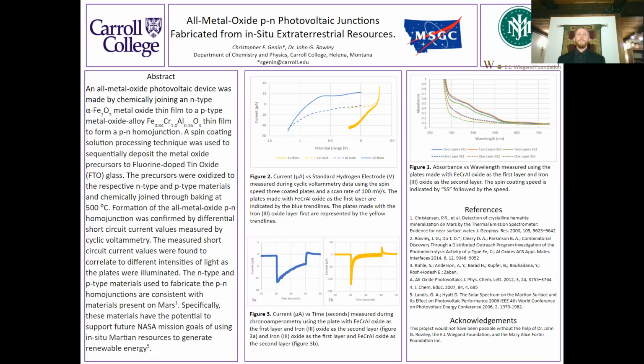We will begin our discussion with what a PN homojunction is, why this type of semiconductor is of interest to electrochemists, and possible applications of fabricating semiconductors like these using in-situ extraterrestrial resources.